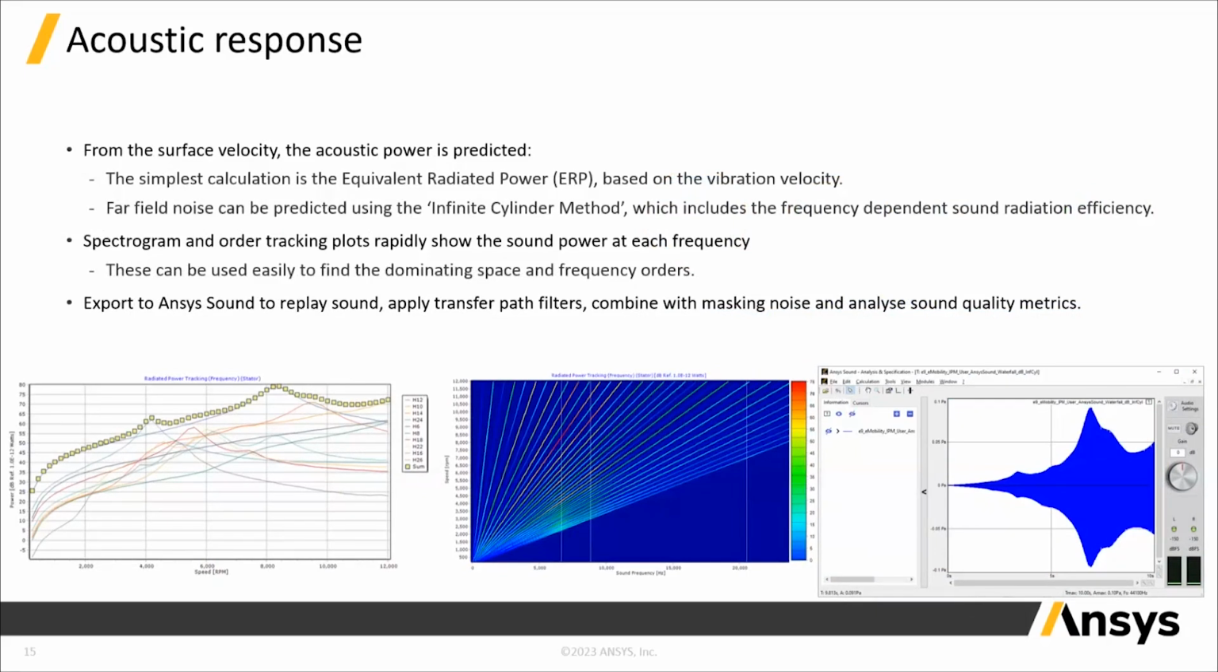So the spectrogram and order tracking plots rapidly show the sound power at each frequency and can be used to find the dominating space and frequency orders. And we'll look at that a bit more later on with this specific motor. What we're also able to do is export sound into ANSYS Sound, and we're able to replay the sound, apply transfer path filters, and combine with masking noise, as well as looking at more sound quality metrics.